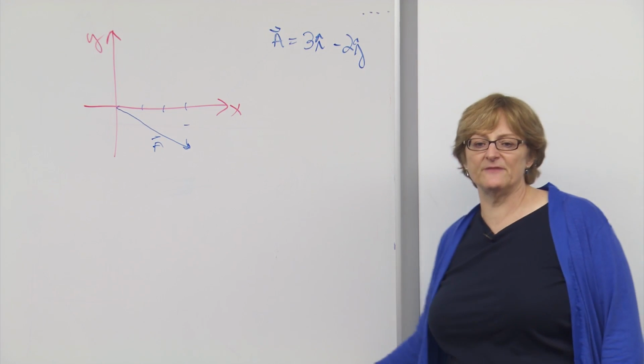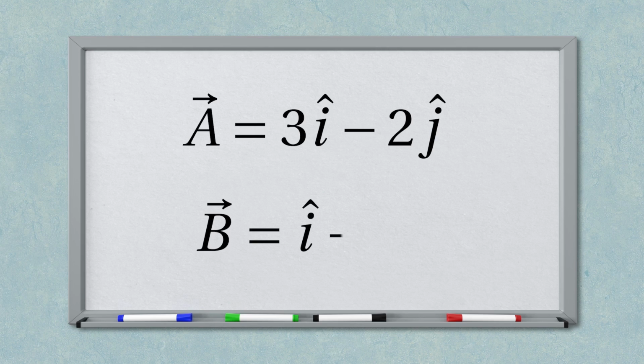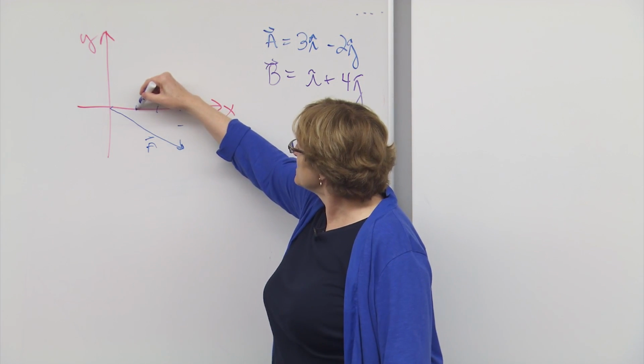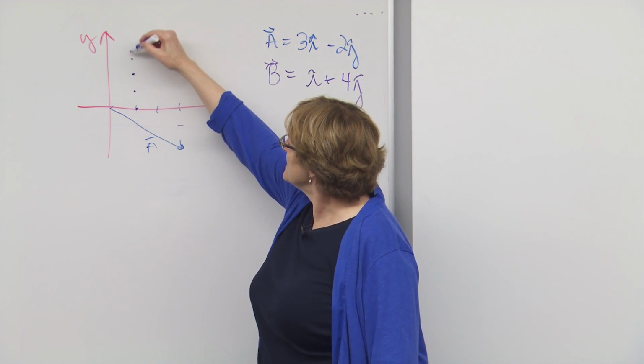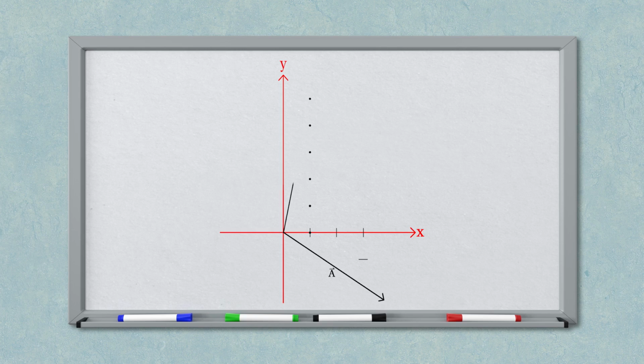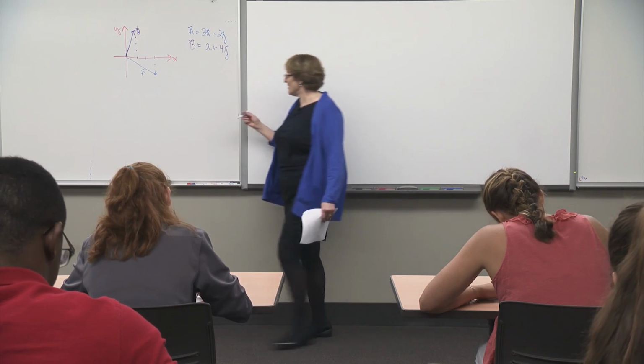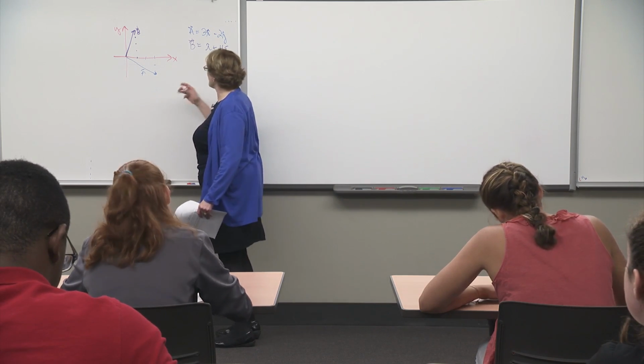And let's have a B vector that is 1i plus 4j. So that would be 1 in the x direction and then up 4 ticks in the y direction. 1, 2, 3, 4. So that's my B vector. Okay? Let's start by doing A plus B. Okay? What is A plus B?